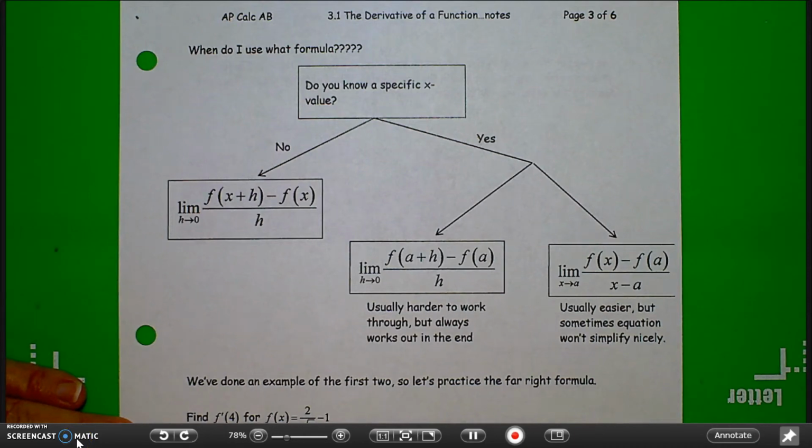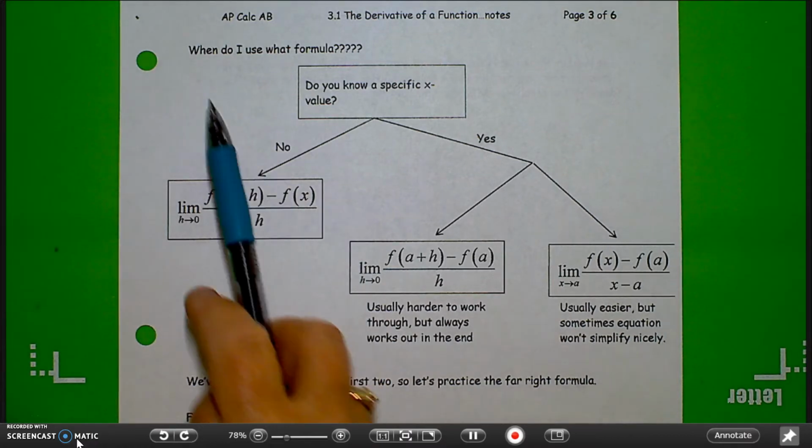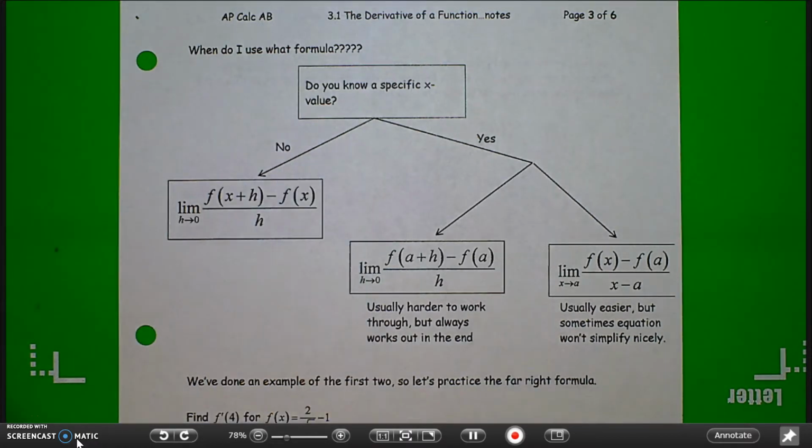This is 3.1 notes, page 3. Now that we've looked at the three forms of the standard difference quotient, we need to know when to use what formula. And it all depends on whether you know the value of x or not.